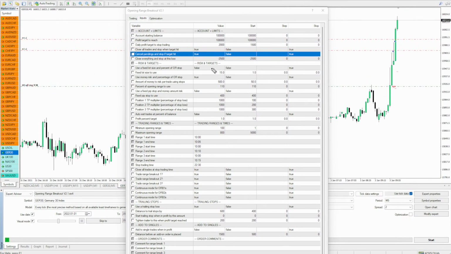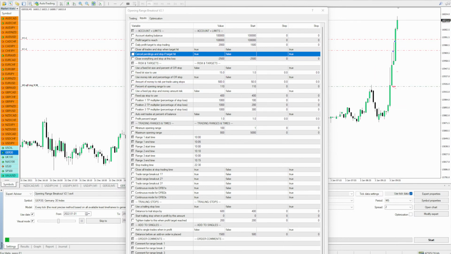Right. Risk and targets, this is all fairly self-explanatory. Use a fixed lot size and a percentage of the opening range as a stop. So if you set that to true, you enter the lot size you want to use. So 15 is set here, and it will take every trade at 15 lots. It's fairly straightforward. The stop loss will be placed at a percentage of the opening range, and that is this setting here. So when it starts to trade, it will place the pending order and it will place the stop loss at a percentage of the opening range.